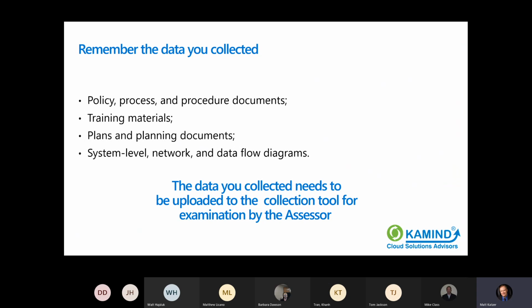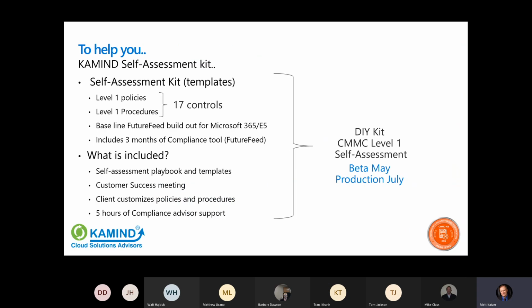And in terms of also trying to get the right C3PAO for the assessment, that's really key. So follow those 10 steps. To help you, especially for level 1 folks, we have a CMMC level 1 offering. They're probably going to have a beta in May, and we're trying to get production out in July. But it's all built on this whole idea.